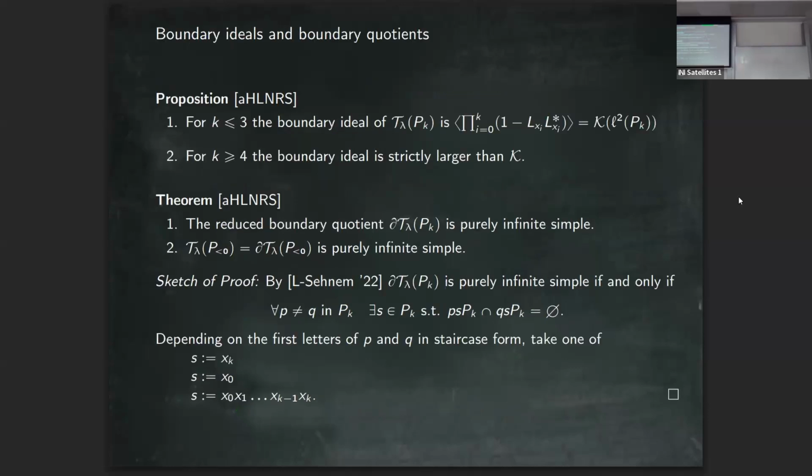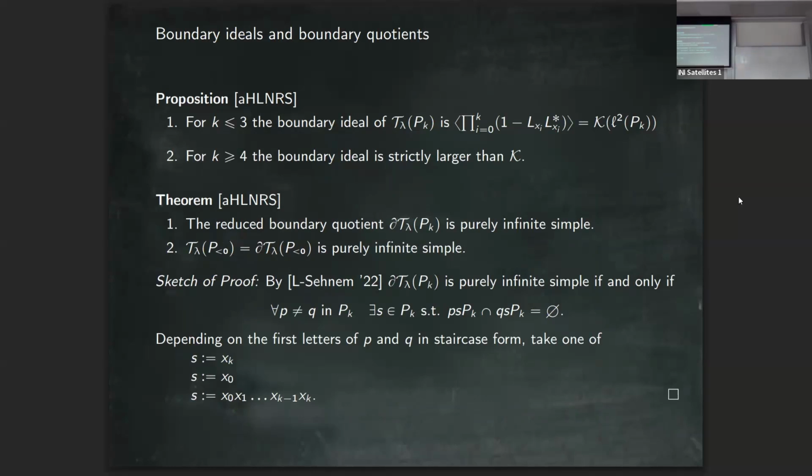And it does. So for k less than 3, you can characterize: the boundary ideal is compact. K bigger than 4 is strictly larger, but we have a boundary quotient. It is purely infinite simple. And at the very end, we take all the generators, because there are infinitely many minimal generators, which are the letters. Then there's a very old result that says that that's a boundary quotient already.